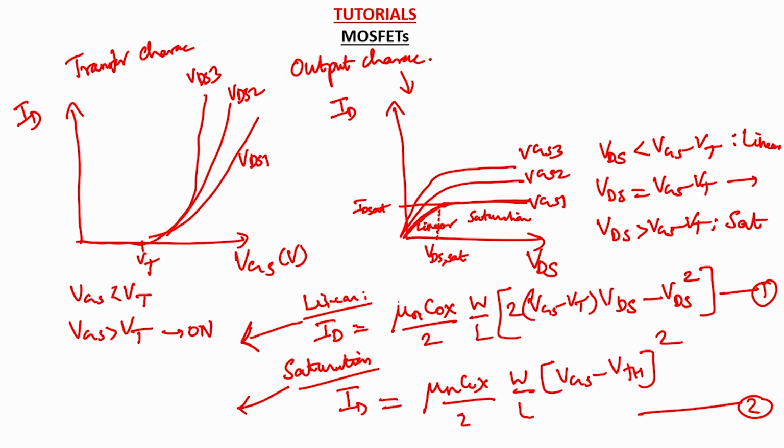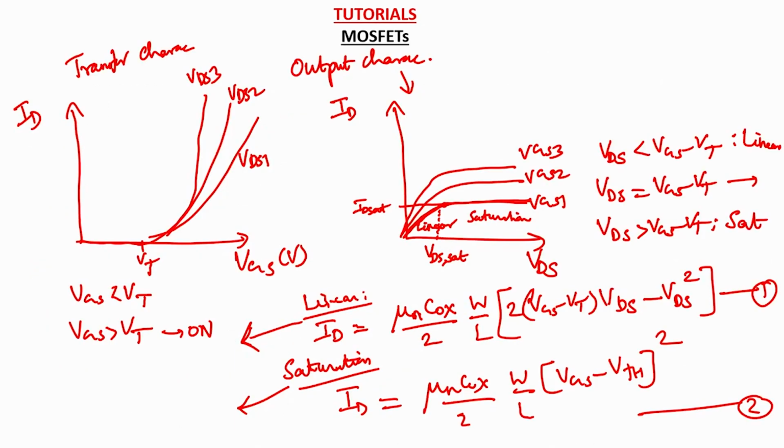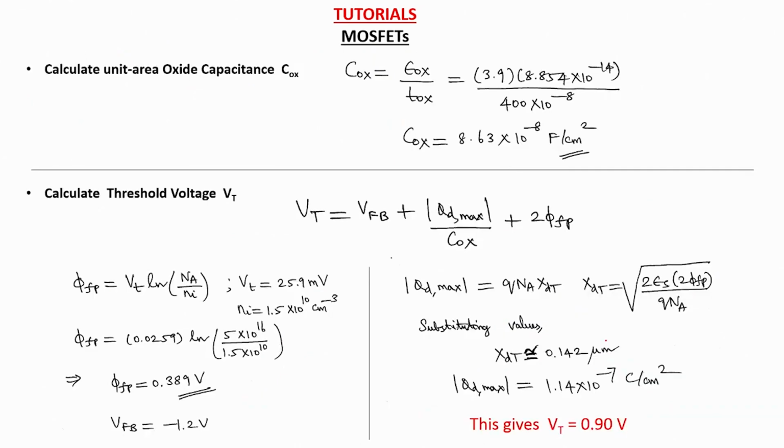So you can see that you are given the mobility value and different values like W or L. What you need to do first is calculate two values which are unknown to us, which are the Cox and the Vt. So we set off with calculating the value for Cox, which is nothing but the unit area oxide capacitance of the MOSFET device. You know that Cox is nothing but epsilon ox over TOX.